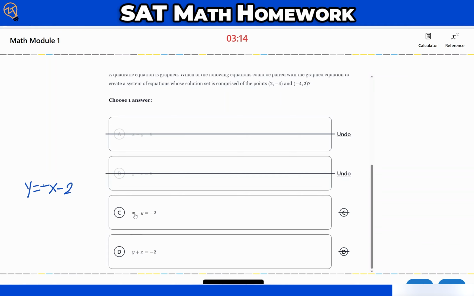In other words, we definitely need x to be on the left side. Right now it's on the right side, and it's currently a negative. So I'm going to go ahead and add x to both sides. And now we have x plus y equals -2, which is the same as y plus x equals -2 based on the commutative property of addition, and that matches with option D.